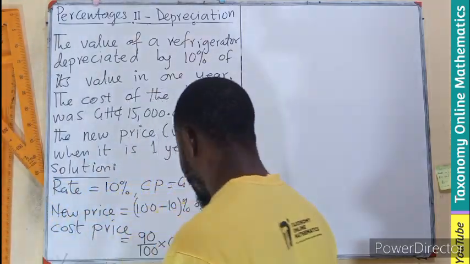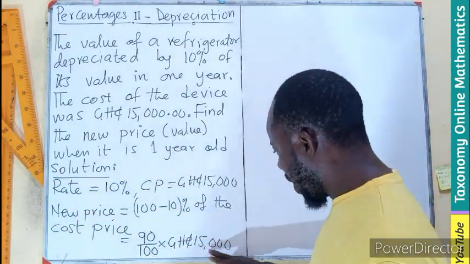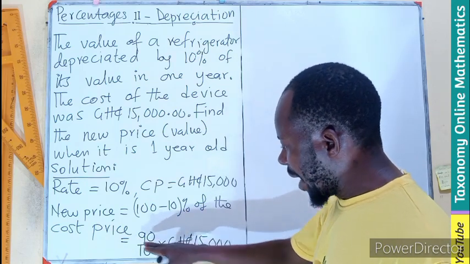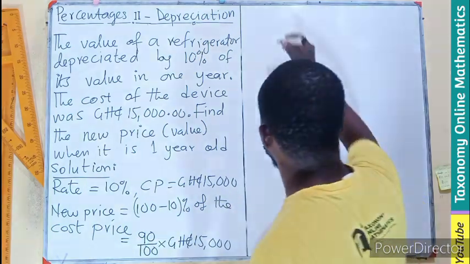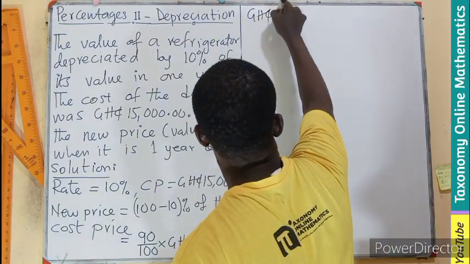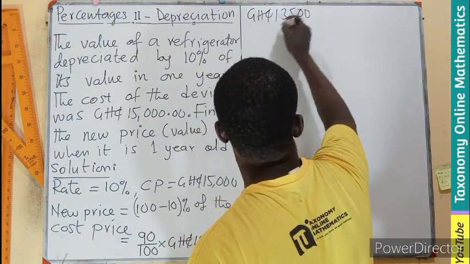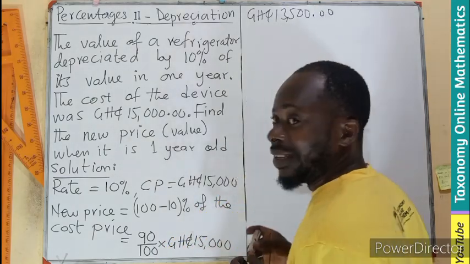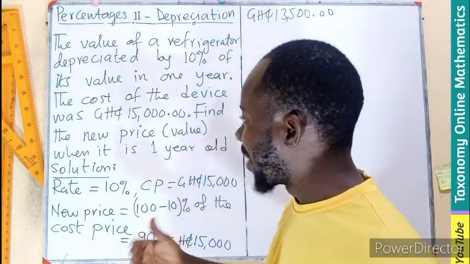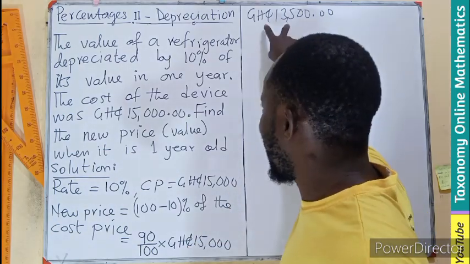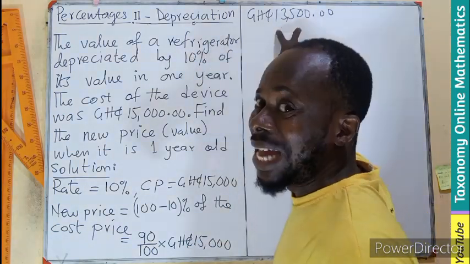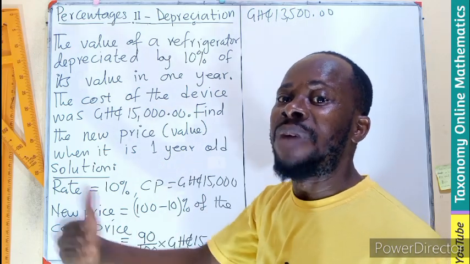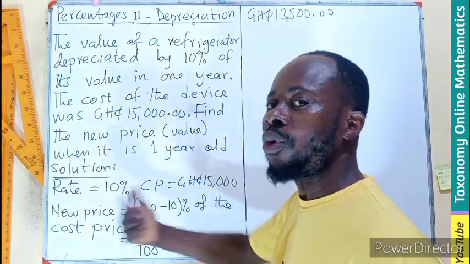So from here we can see that two zeros will cancel these two zeros. I'll be left with 1, 2. So 9 times 15 will be 135. So this will be giving us 135, two zeros, which is 13,500 Ghana cedis. Meaning the new value of the refrigerator after 1 year becomes 13,500. In this case, you can also be asked to find the depreciated value, which is the 10% of the cost price.